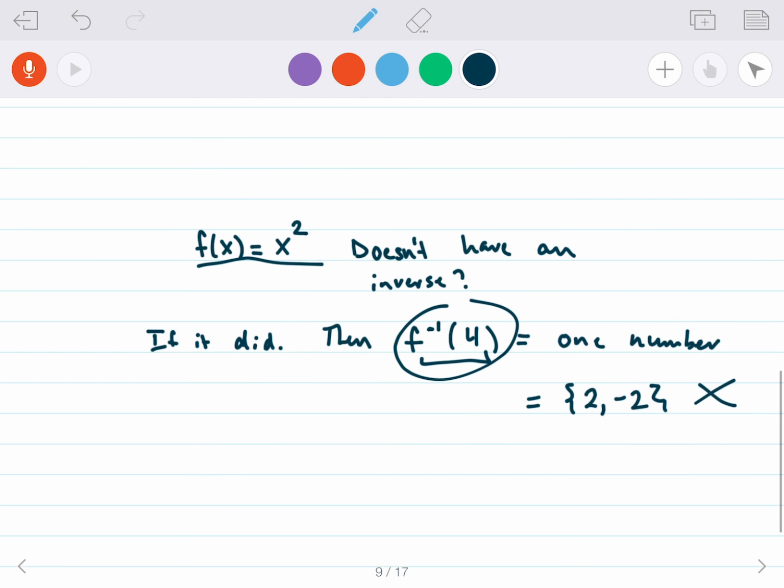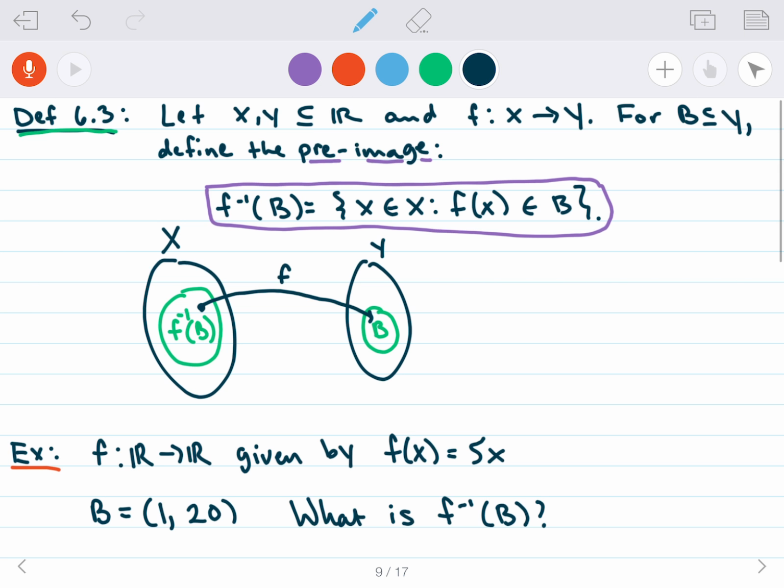So what does a pre-image mean? Let's talk about that. If we have two subsets of the real numbers and a function going from X to Y, then for any subset in my target space, here I'm saying that Y is my target space, I can pull it back and look at the pre-image of B.